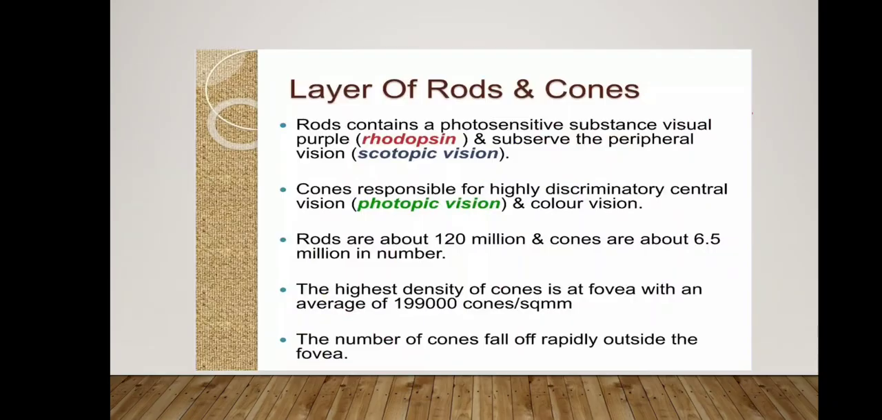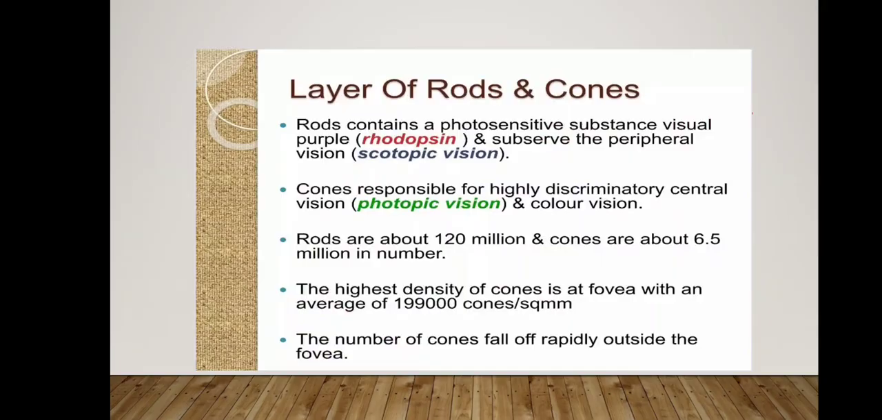The next layer is layer of rods and cones. The rods contain the photosensitive substance known as visual purple, that is rhodopsin, and subserve the peripheral vision called scotopic vision, and the cones are responsible for the central vision and the color vision.